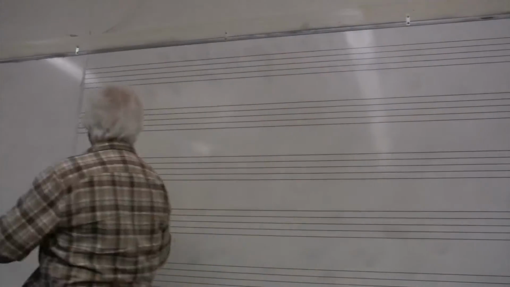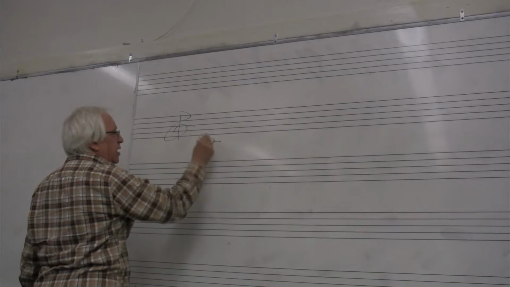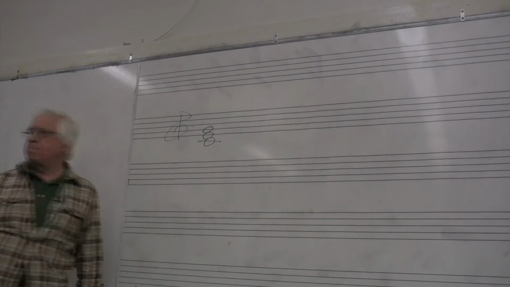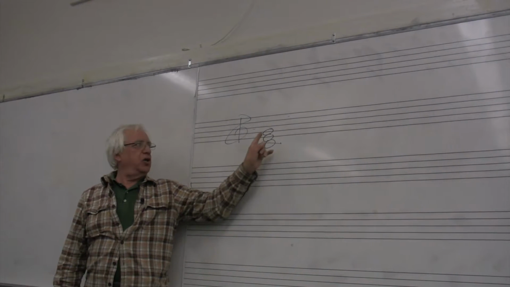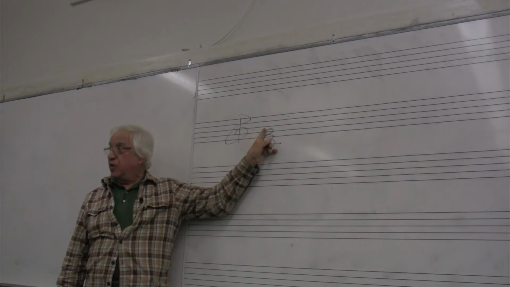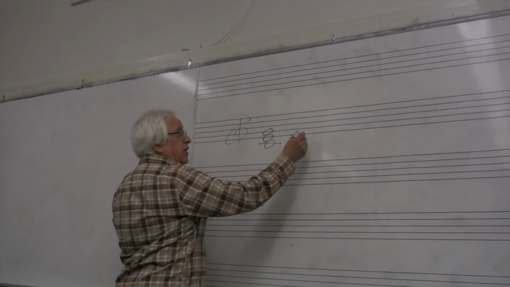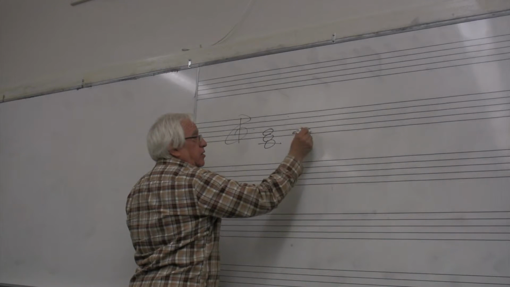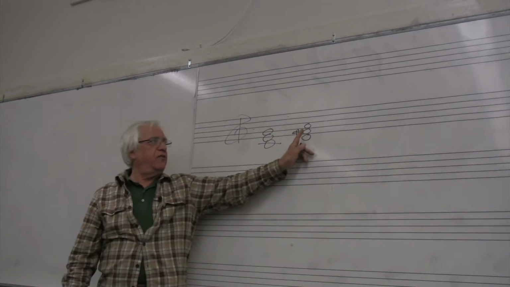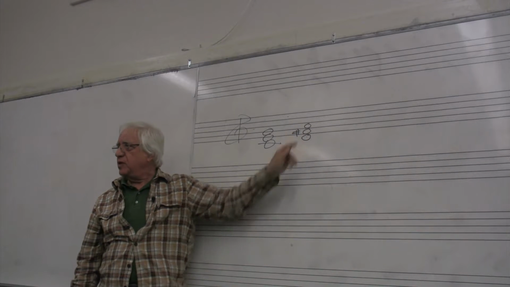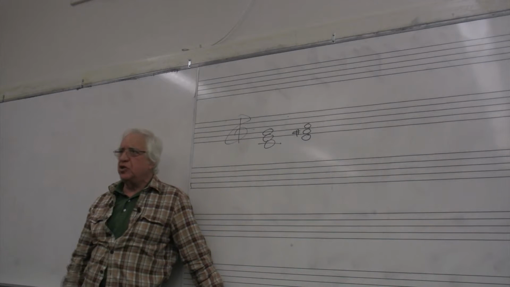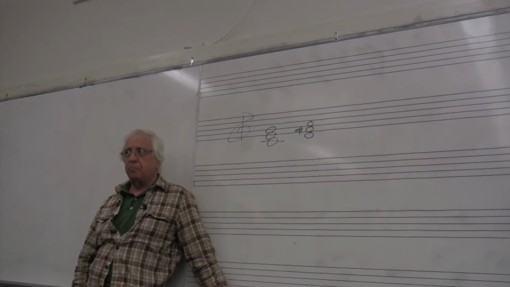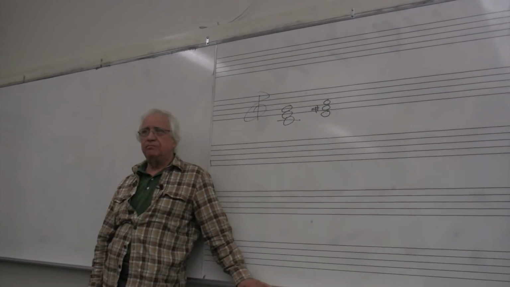Okay, inversions. If I have a C chord, a C triad, you see there's a note on this line, and then a note on the very next line, and a note on the very next line. Now if I had a D triad, you see that? There's a note on that space, and the very next space has a note, and the very next space has a note, correct? Those are triads in root position. So far, that's what you've been dealing with.